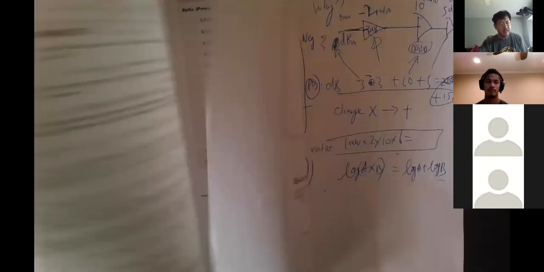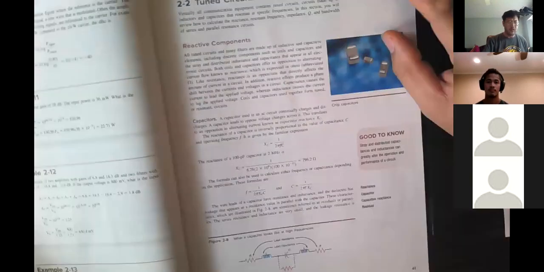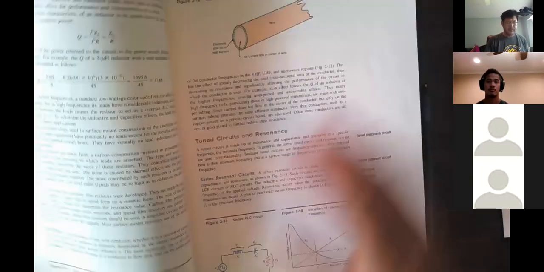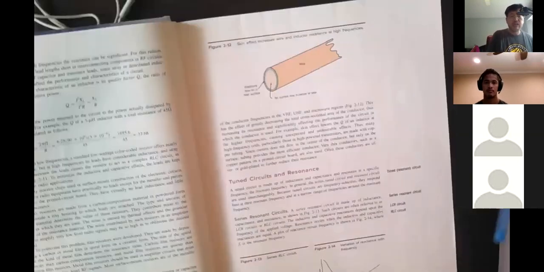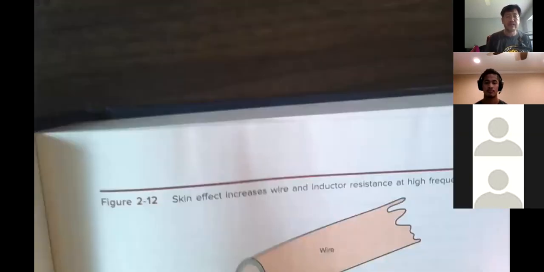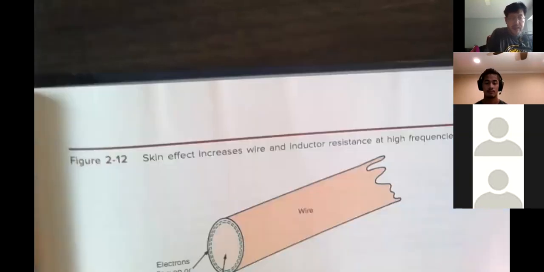There's another source for loss is called the skin effect. Skin effect. That's another quite common way our system gets energy lost. Skin effect.